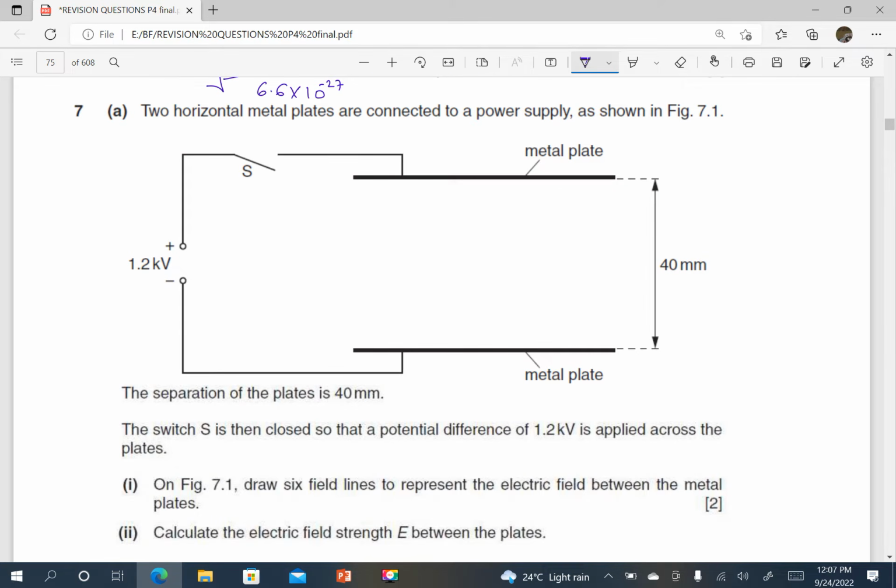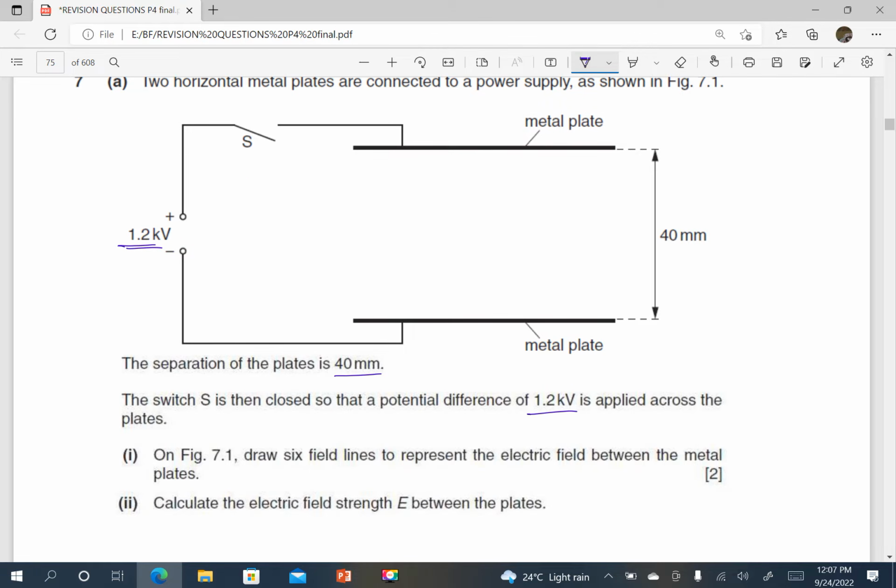Two horizontal metal plates are connected to a power supply as shown. The top plate is at 1.2 kilovolts, or the potential difference is positive 1.2 kilovolts. The separation is 40 millimeters. The switch S is then closed so that the potential difference is 1.2 kilovolts. On the figure, draw 6 field lines.